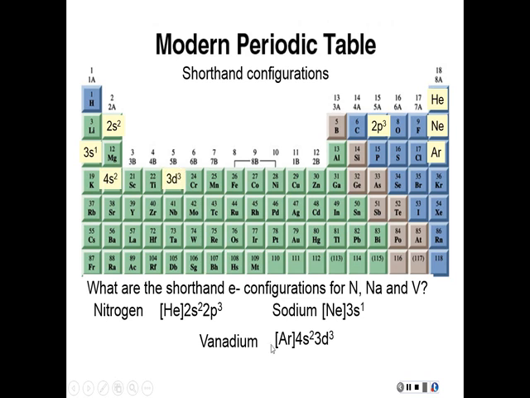And that's it. So see, you can use the periodic table to come up with electron configurations for many of the elements. Okay, and that's the end of the show.